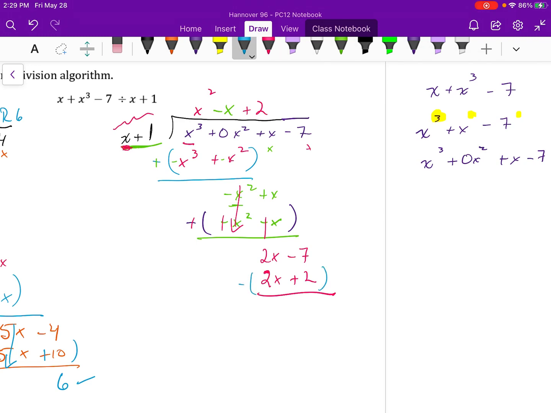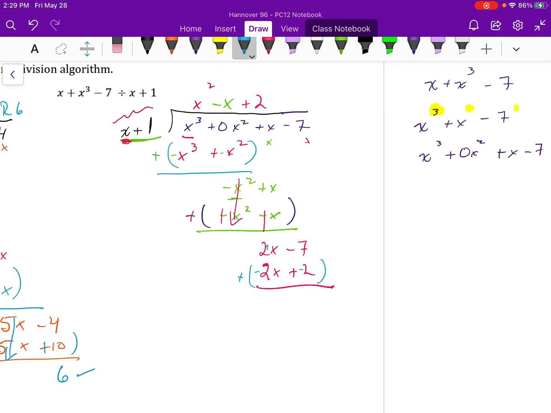So remember, you have to subtract this quantity. I'm terrible at subtracting, so I'm going to add the negative. That's going to yield 0, and this will yield negative 9. So I have a remainder of negative 9.